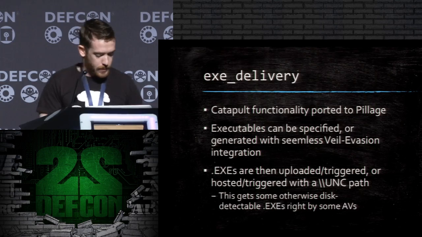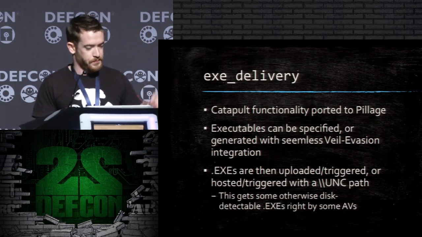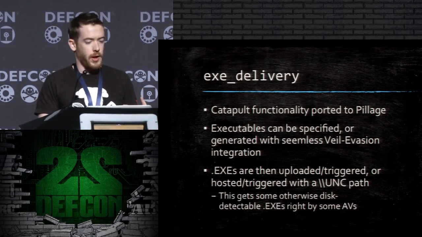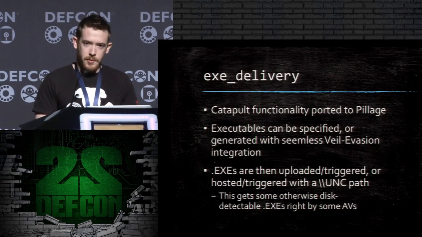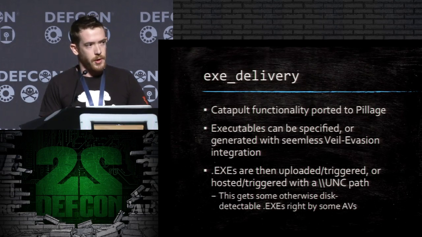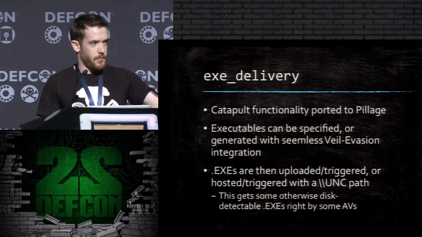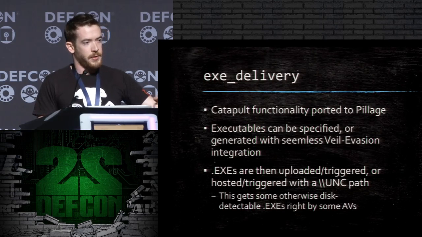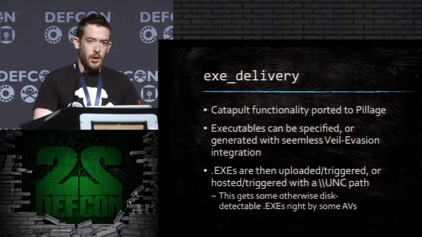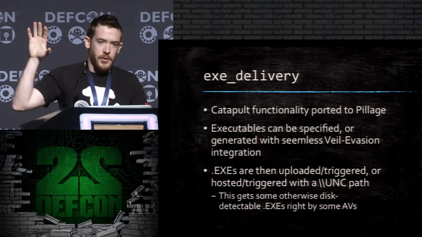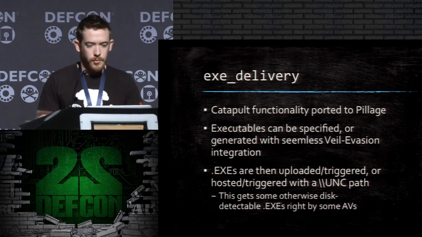And so yeah, I think Catapult's cool, but Pillage is a little cooler. For EXE delivery, which is the core original function for Catapult, executables can be specified, like if you have your custom rollback door. Or you can take advantage of seamless integration into the Veil Evasion codebase. I'll show in the demo, if you specify Veil as the payload type, it'll drop into the exact same interface that you would have for Veil Evasion. You can roll up all the options you want, it packages it up, and drops you right back into the Veil Pillage interface. So as seamless as I can make it.